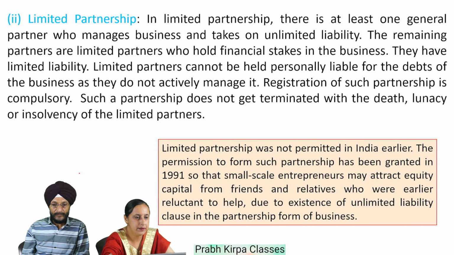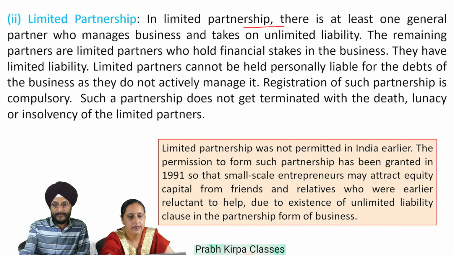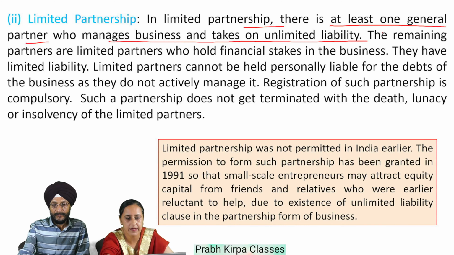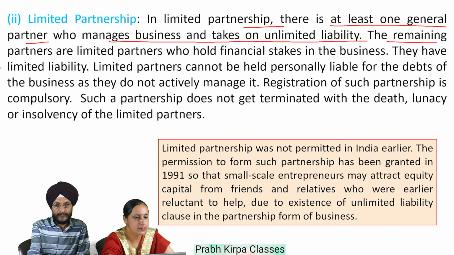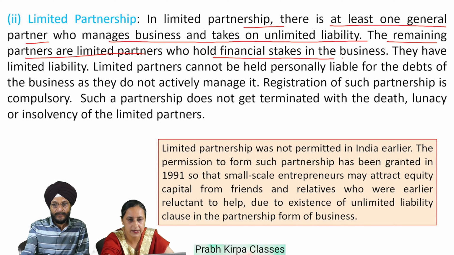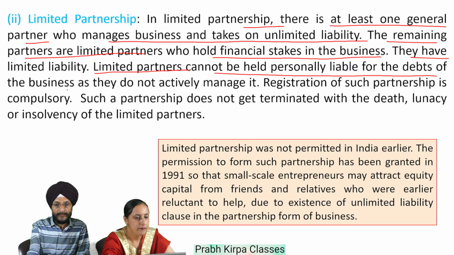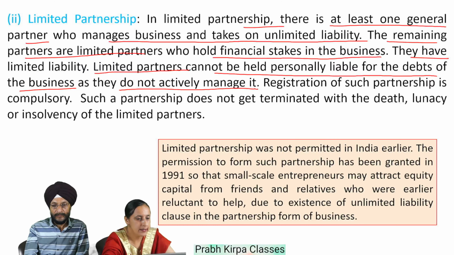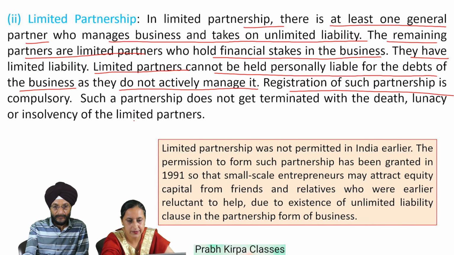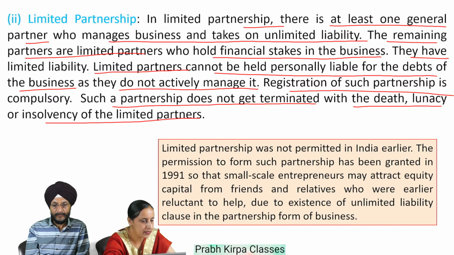Second, limited partnership. In limited partnership, there is at least one general partner who manages business and takes on unlimited liability. The remaining partners are limited partners who hold financial stakes in the business. They have limited liability. Limited partners cannot be held personally liable for the debts of the business as they do not actively manage it. Registration of such partnership is compulsory. Such a partnership does not get terminated with the death, lunacy, or insolvency of the limited partners.